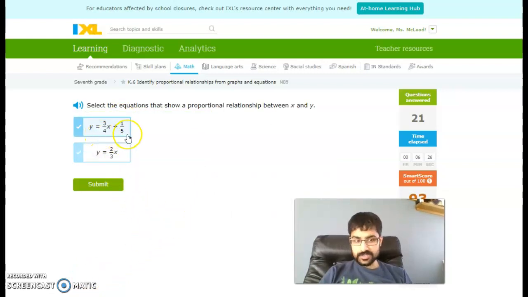So here, I see these fractions. Fractions scare people away. But if the y-intercept is 0, it's proportional. If the y-intercept isn't 0, it's not proportional. It doesn't matter if it's a fraction or not.